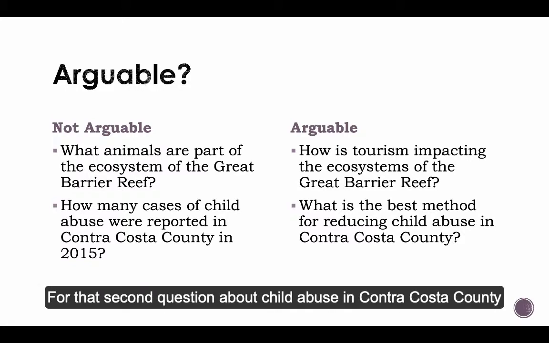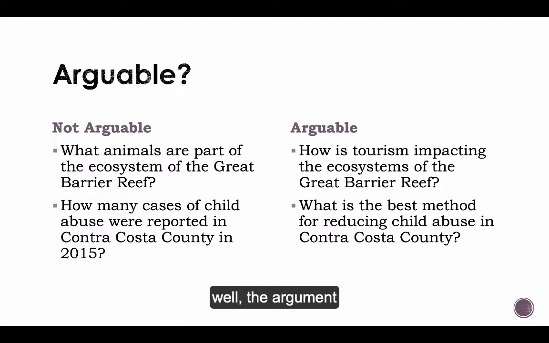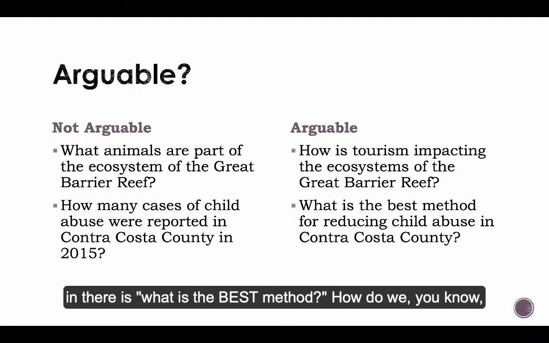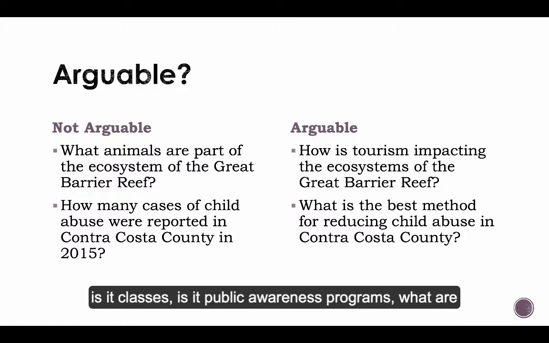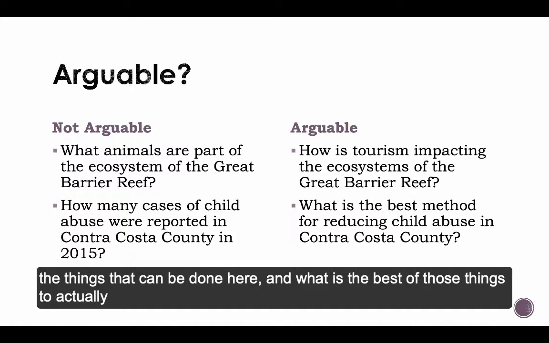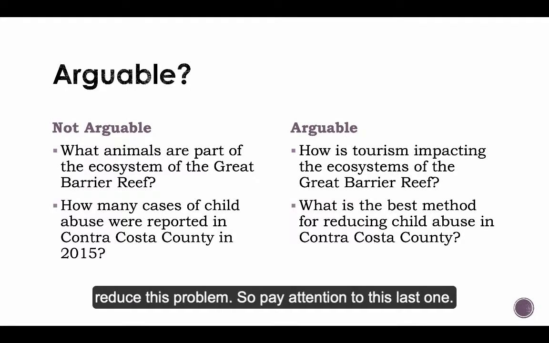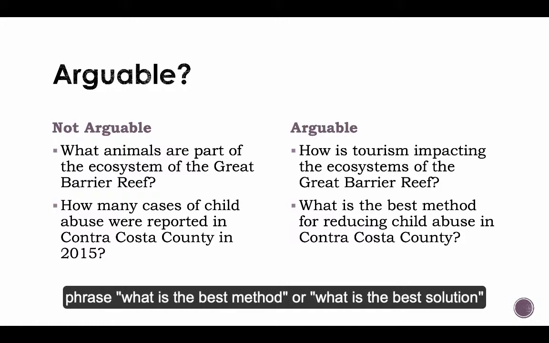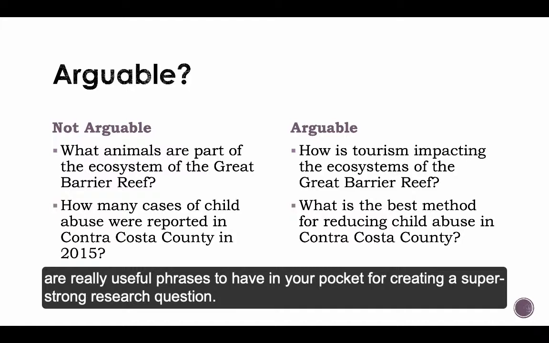For that second question about child abuse in Contra Costa County, what is the best method for reducing child abuse in Contra Costa County? Well, the argument in there is, what is the best method? Is it classes? Is it public awareness programs? What are the things that can be done here, and what is the best of those things to actually reduce this problem? So pay attention to this last one, this what is the best method. I have found that this phrase, what is the best method or what is the best solution, are really useful phrases to have in your pocket for creating super strong research questions.